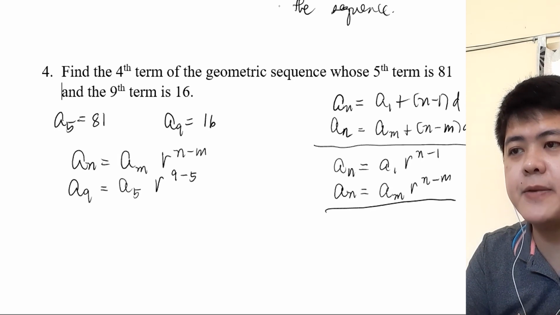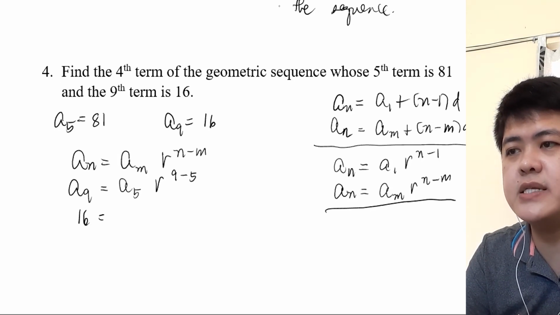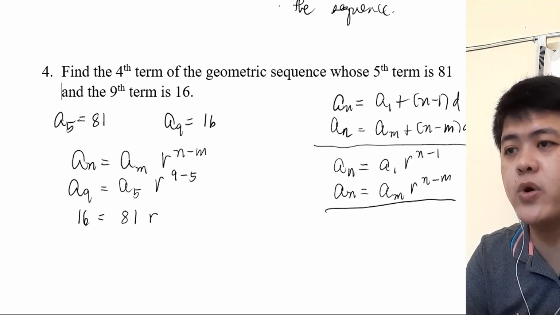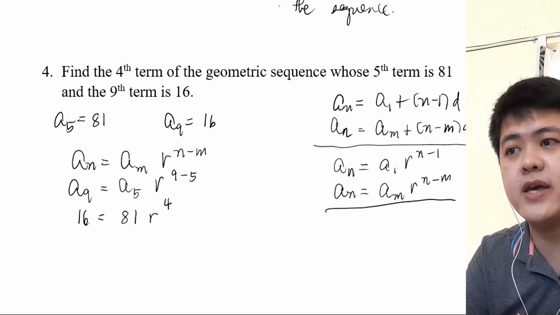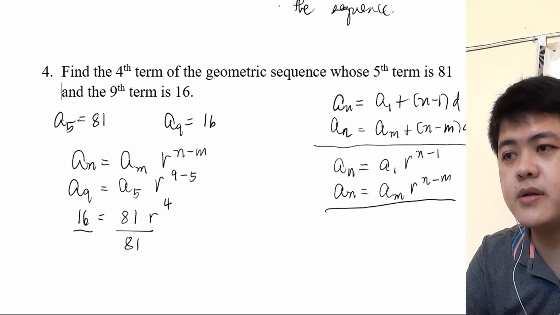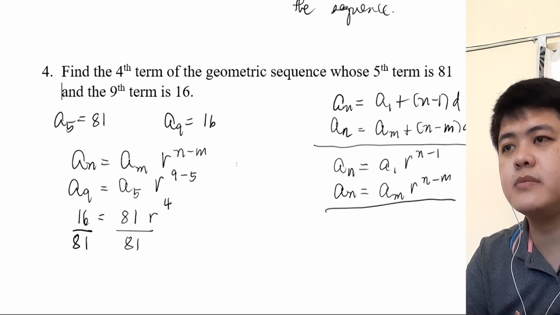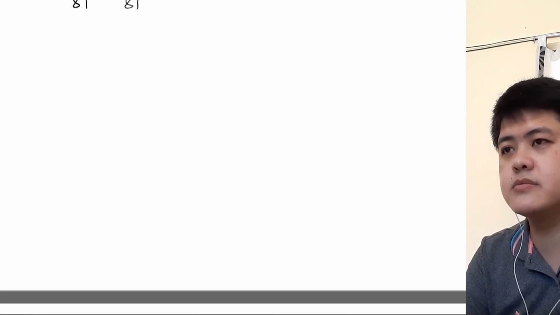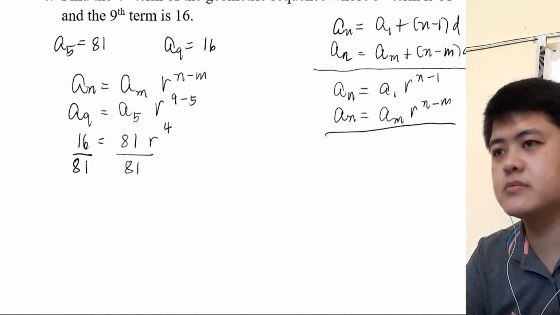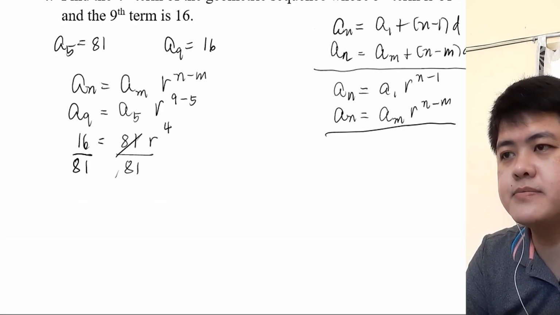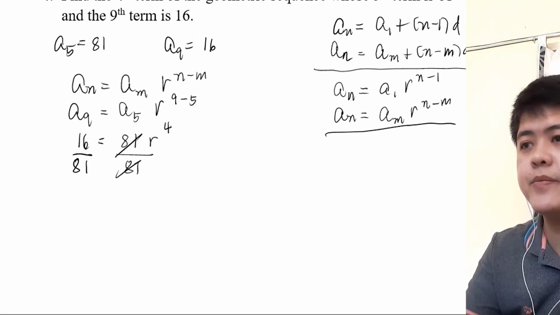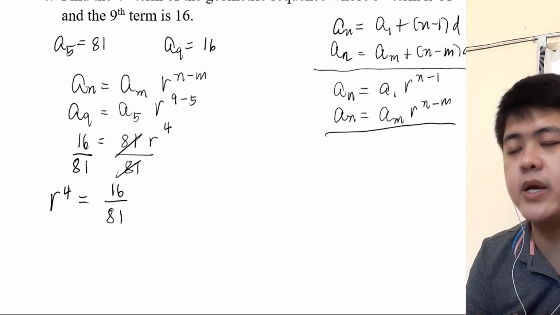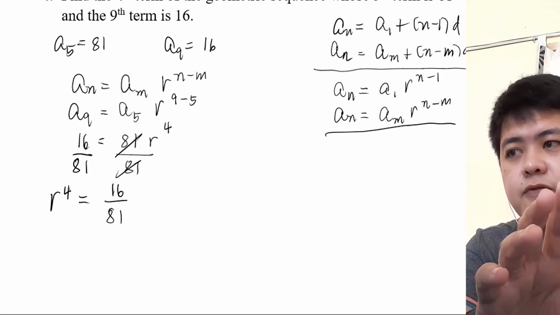Therefore, we'll get 16 equals 81 times r raised to 9 minus 5, which is 4. And then we can divide everything by 81. We'll get, switching sides, r raised to 4 equals 16 over 81. And we can take the fourth root of both sides.